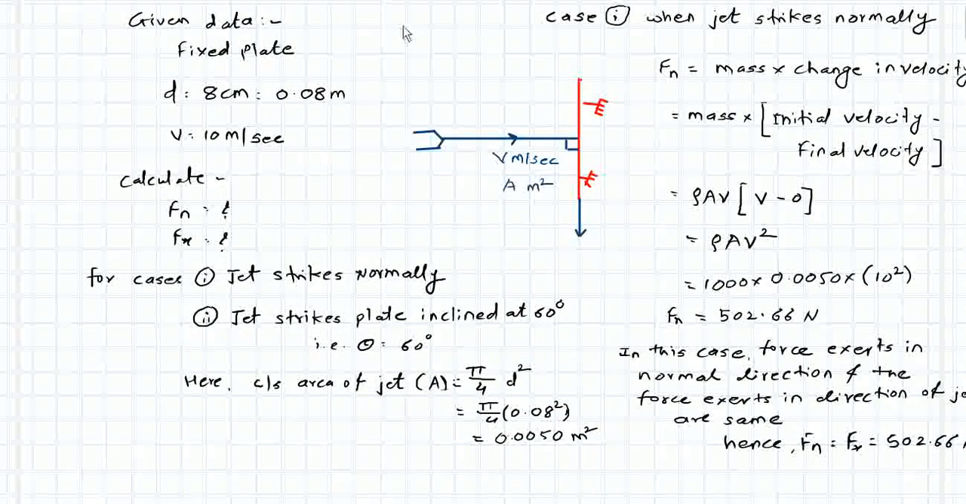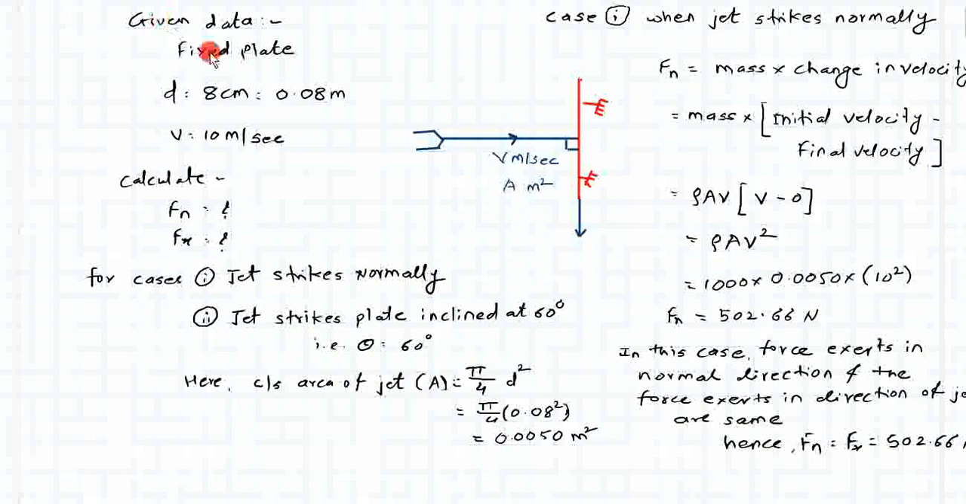So first of all, we write down the given data. We have given the fixed plate problem. As per the given data, it is a fixed plate where the diameter of the jet is 8 centimeter, and the velocity of the jet is 10 meter per second. We have to calculate Fn and Fx for the cases. First, when the jet strikes normally. Second, when the jet strikes the plate inclined at 60 degree.